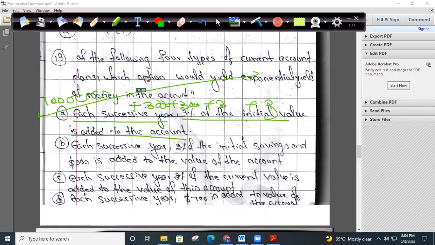Now come back to option B. Each successive year, 2% of the initial savings and $300. Suppose the savings are $100, you are adding 2 plus 300. So every year you are adding 302, 302, 302, 302. This is another Beta Baba answer, which means another nonsense answer. That is Alibaba, that is Beta Baba, nothing else.